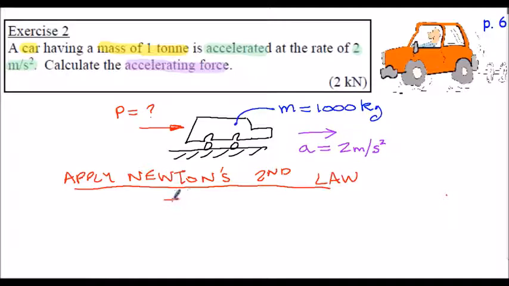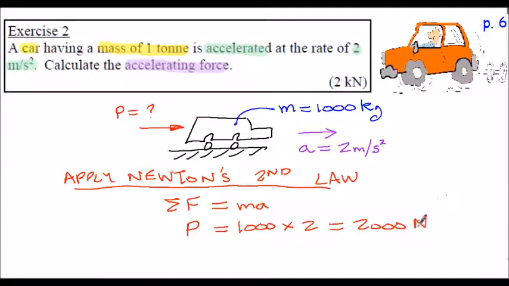So the summation of all the forces. I think in your formula sheet it just says F equals ma, but I normally put the summation of, because often there can be more than one force. There is only one force in this case. Summation of the force equals the mass times acceleration. The force in this case is going to be P, and the mass in this case is 1,000. The acceleration given is 2, so simply work that out as 2,000 newtons.